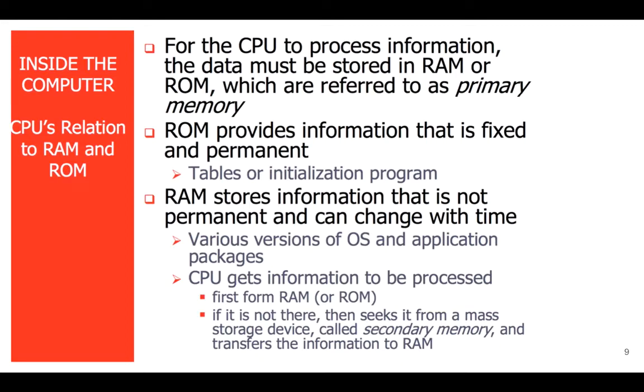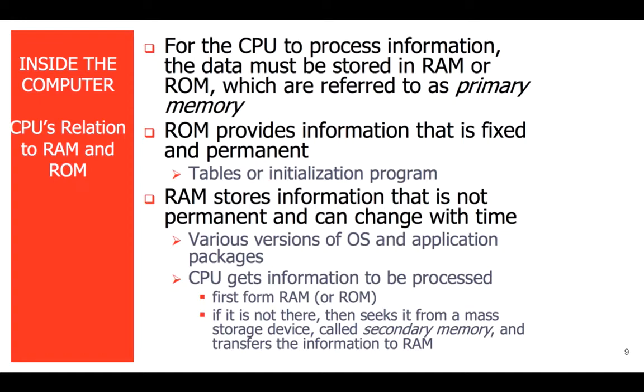For the CPU to process information, the data must be stored in RAM or ROM, which are referred to as primary memory. ROM provides information that is fixed and permanent. Examples are tables or initialization programs. RAM stores information that is not permanent and can change with time. Examples of what RAM may contain are various versions of operating systems, OS, and application packages.